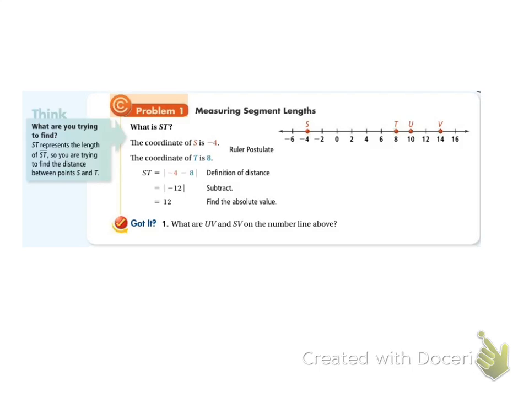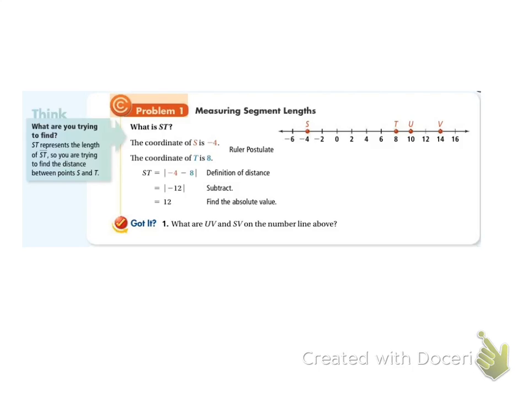Okay, so now we're going to practice measuring segment lengths. So in this problem, we're looking for ST. The coordinate of S is -4, and the coordinate of T is 8. So ST is equal to the absolute value of -4 minus 8. And -4 minus 8 is -12. So ST is equal to the absolute value of -12, which is equal to 12. Remember that absolute values take something that's negative inside and make it positive when you take away the bars.